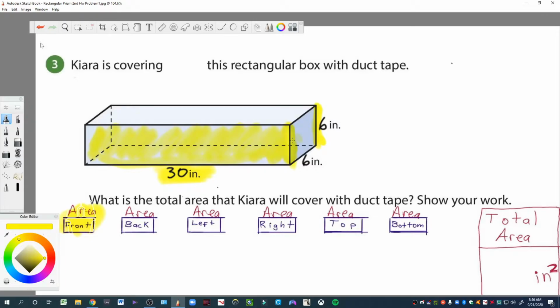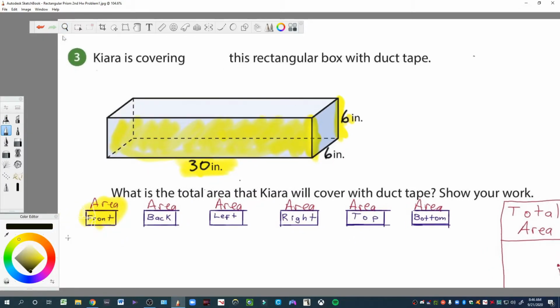These two are the same. If you look at them, they're the same size. So if this is 6, that means that this side is 6. So for this front face area, I would have to do 30 times 6. That's how I'll find the area for that front face.